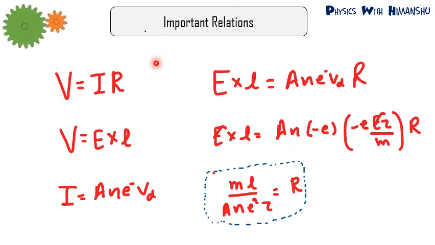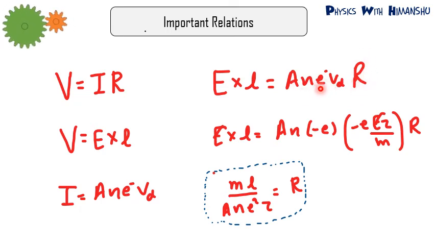So there are a few important relations that we can derive from the formulas that you have learned till now. First one is Ohm's law, that is V equal to IR. Second one is the relation between potential difference and electric field, that is V equal to E into L. And third one is the formula for current, that is I equal to A N E V D. Now putting the value of V equal to E into L in Ohm's law, and putting the value of I to be A N E V D, and resistance is kept like that.